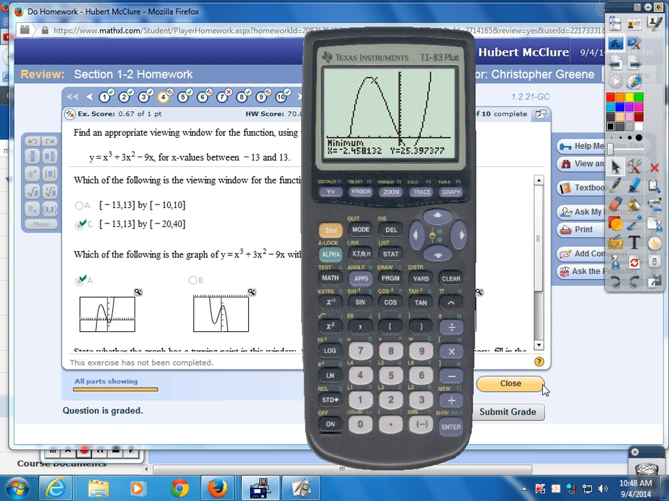Second function, trace. And then pick max or min, whichever one you want. And then it's going to ask you for a left-hand side, hit enter, and then it's going to ask you for a right-hand side. Now I want y'all to find the mean on your calculator.